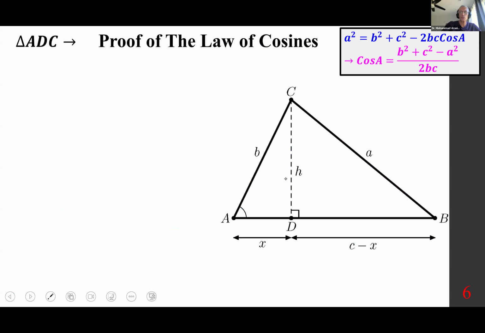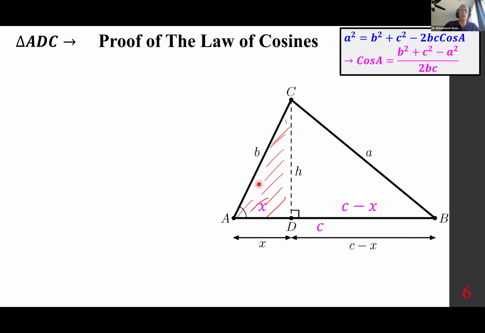All right, so having said that, we have the following triangle, A, B, C. We drop a perpendicular, we call it H, and this point we call it D. This distance, we call it X. This distance is C minus X. AB is the C, and we are going to go with the triangle ADC, looking at this one. So this is X, this is C minus X, this is C.